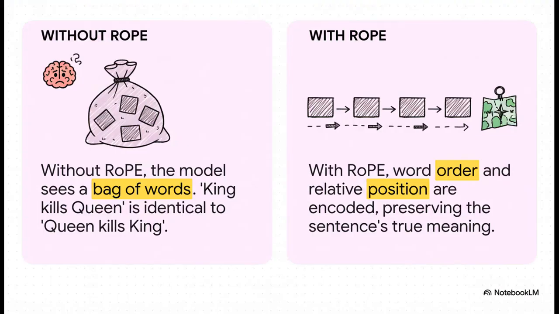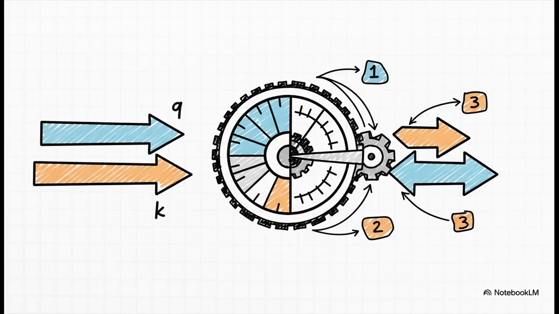I mean, just look at how critical this is. Without knowing the word order, king kills queen and queen kills king are exactly the same thing to the model. The meaning is totally lost, right? It's a mess. But with rotary embeddings, the model suddenly gets the sense of sequence, and the meaning becomes crystal clear. And the little piece of code that pulls this off is this secret sauce.